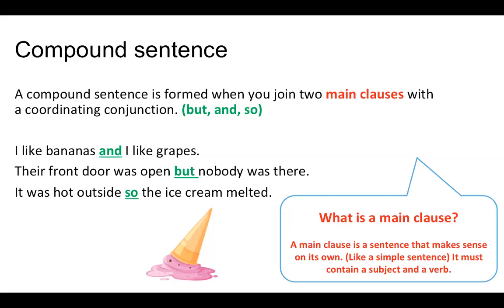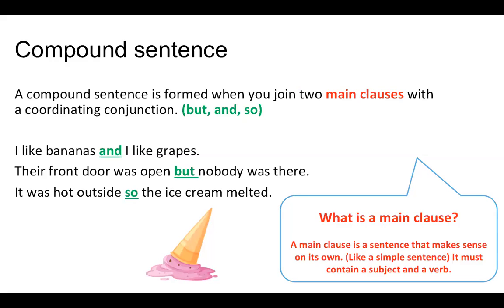So if we were to look at our first sentence, I like bananas and I like grapes, they are both main clauses, because if we were to take the conjunction away and put a full stop in its place, they would be two simple sentences that would make sense on their own. I like bananas, full stop. I like grapes, full stop. But we've just joined them together with a coordinating conjunction.